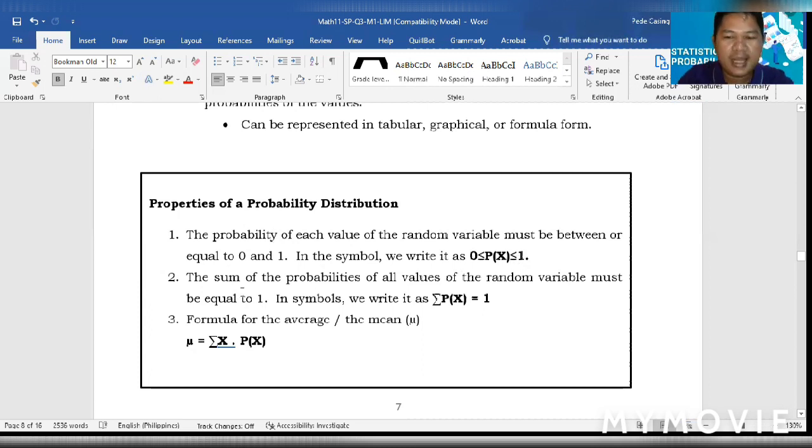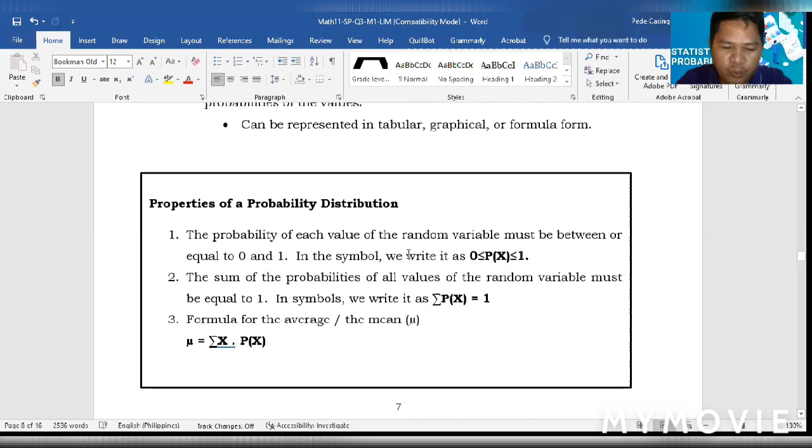Number 2, or second property, the sum of the probabilities of all values of the random variable must be equal to 1. In symbols, we write it as the summation of probability is equal to 1. So if you add all the probabilities, dapat talaga equal to 1. So we have the formula.